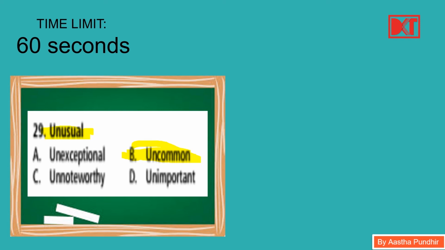And here, unexceptional means something that is common, that is not exceptional. Unnoteworthy means which is not noteworthy, which means again something that is common, that happens regularly. Unimportant, again something that is not important, which means it is regular and common again. So these all three are synonyms of each other and can be called antonyms of unusual and uncommon. All right.